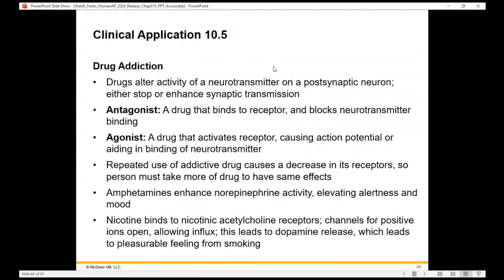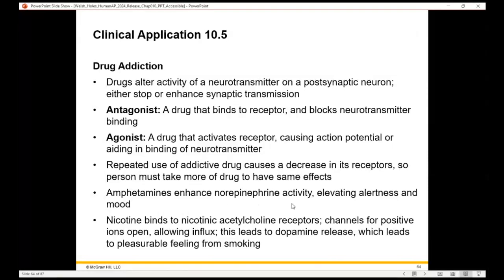Okay, clinical application in drug addiction. Drugs alter the activity of a neurotransmitter on a postsynaptic neuron. Either they stop or enhance synaptic transmission. An antagonist is a drug that binds to a receptor and blocks neurotransmitter binding. An agonist is a drug that activates a receptor, causing the action potential or aiding in the binding of the neurotransmitter. Repeated use of addictive drugs causes a decrease in its receptors, so the person must take more of the drug to have the same effects.